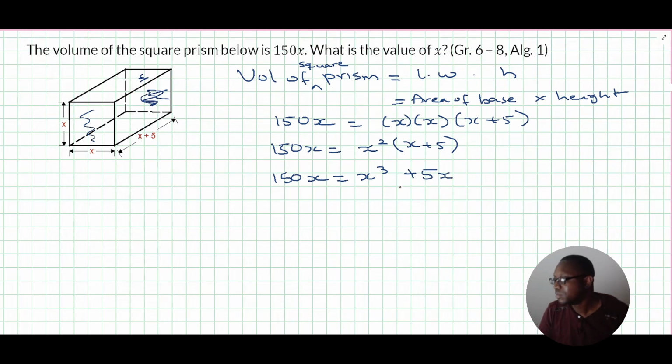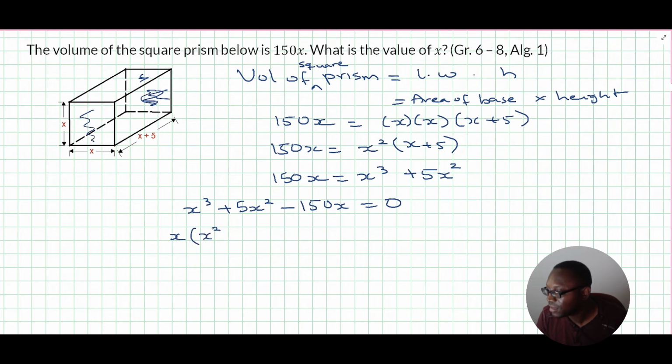And now we're going to bring all the terms together on one side of the equation. That is going to give us x cubed plus 5x squared, sorry, x cubed plus 5x squared minus 150x equal to 0. So now we can solve for x. Let me factor out x first. Factoring out x gives us x squared plus 5x minus 150 equal to 0. We're first going to factor the term in the parentheses. So let's go ahead and factor that.